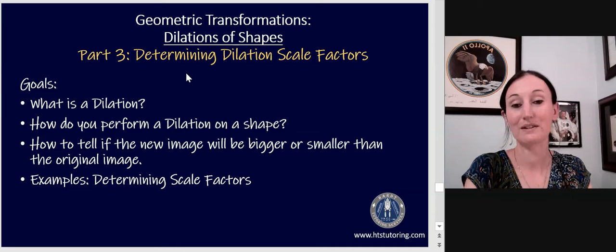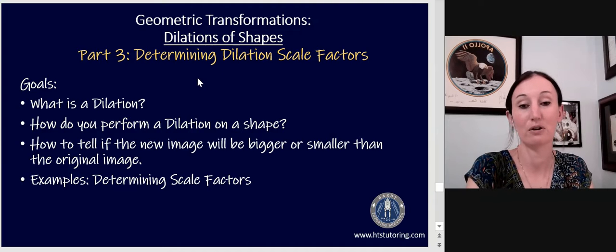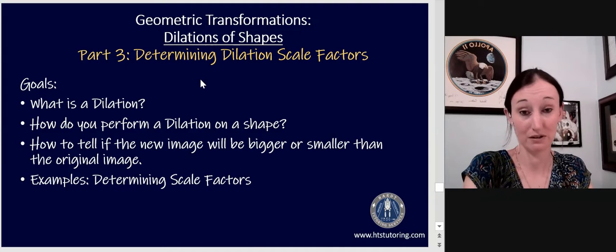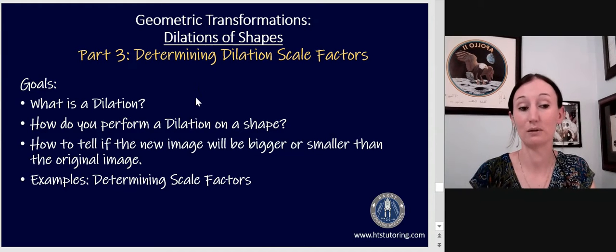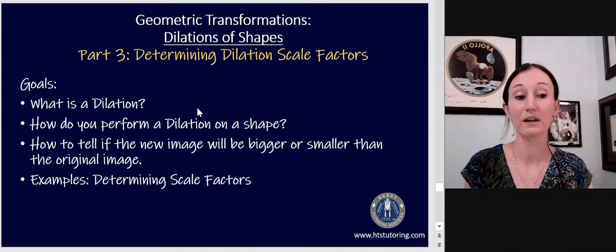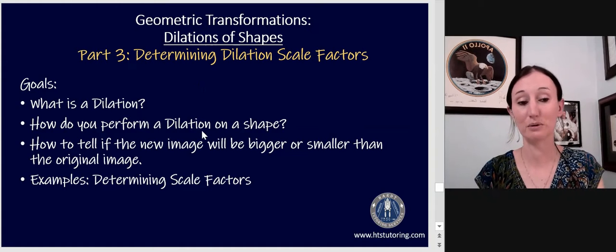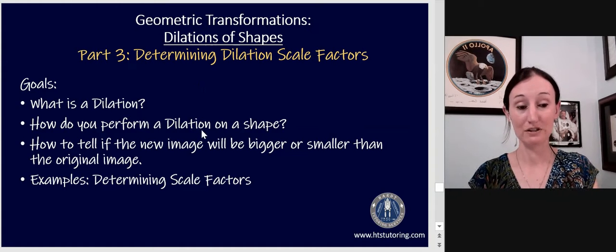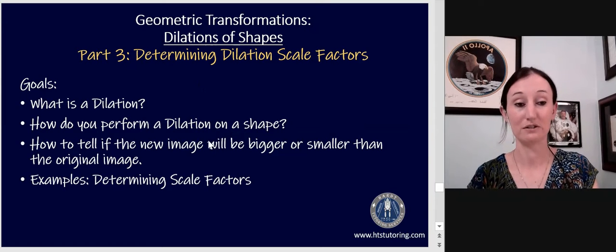Hello. So in this video, we're going to talk about geometric transformations, specifically dilations. This is part 3 of a 3-part series on dilations. In part 1, we talked about what a dilation is, how we do them, and we worked on dilating points. In part 2, we worked on dilating images, and this is part 3, where we're going to be determining the dilation scale factors.